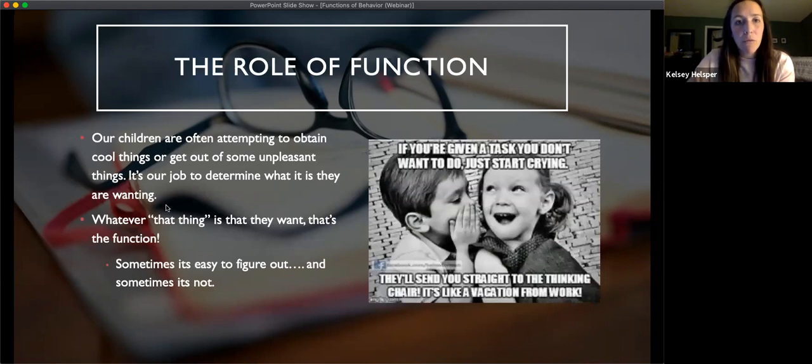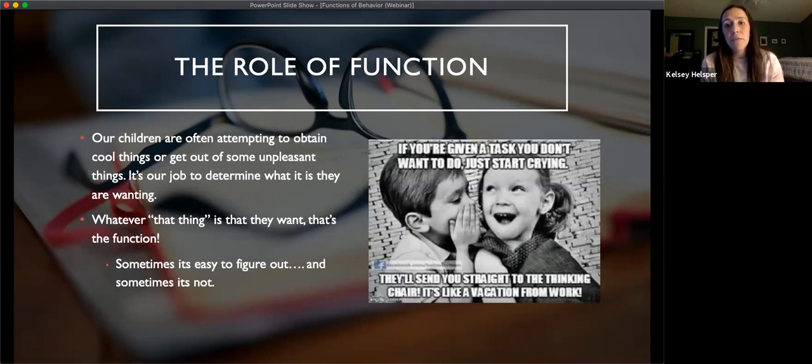Okay, so talking more about the role of function. So our children are often attempting to obtain cool things or get out of something that they don't want to do. So it's our job to determine what it is that they're wanting. So whatever that thing is that they want, that's the function. So you guys gave a lot of great examples of that. So whether it be denying access to something that they want, presenting a hard task, all of those things are the function. So they're either typically trying to get out of something, trying to get more access to something, trying to get your attention. So we'll talk more about those separate functions in a minute.